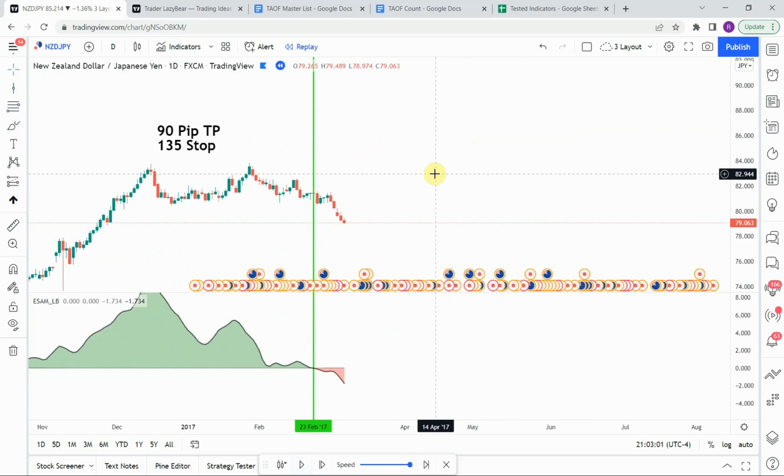Alright, so the first signal that we pick up is a short signal right here. We get that cross to the downside, that nice red cloud there. We get a really nice push to the downside almost immediately from this one, which does come down and get us to our take profit. Let's go ahead and continue on.